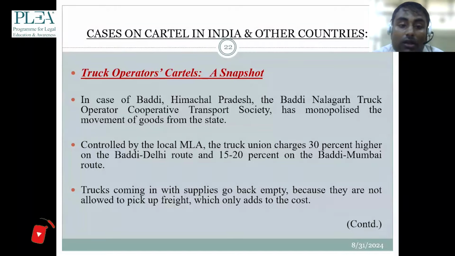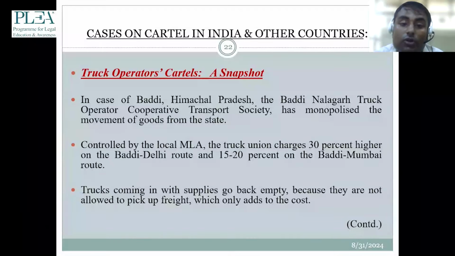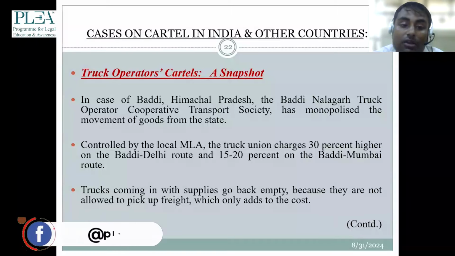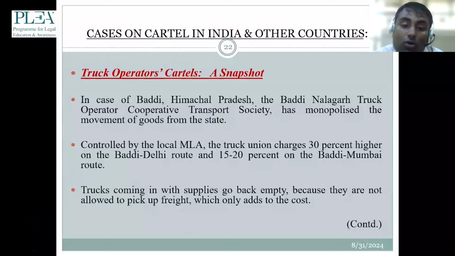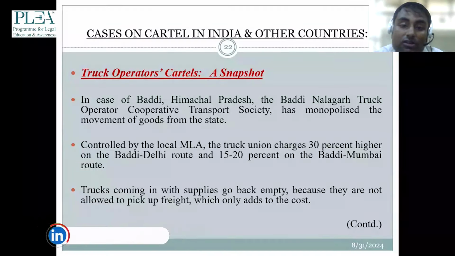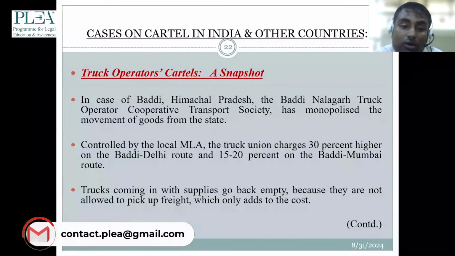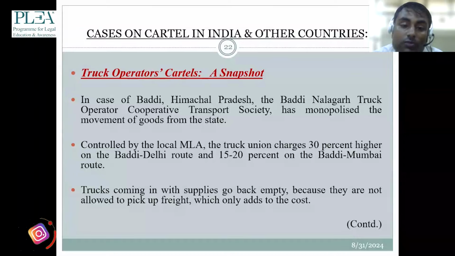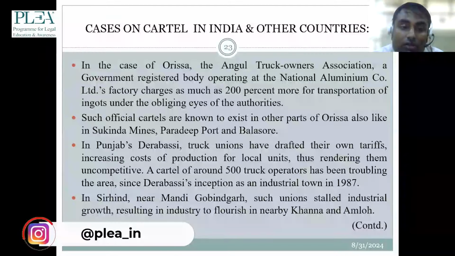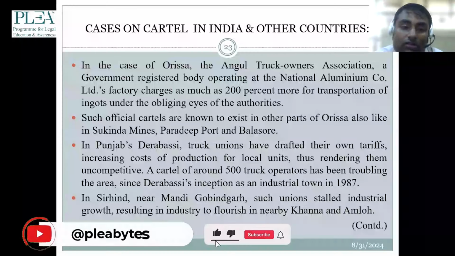Controlled by the local MLA, the truck union charges 30% higher freight on the Baddi-Delhi road. So there is a political nexus also. And 50 to 20% on the Baddi-Mumbai road. Trucks coming in with supplies go back empty because they are not allowed to pick up freight, which only adds to the cost. So these are contractual cases, but this is a complete restriction due to the cartel created by these people of Baddi, Himachal Pradesh, who are dealing with the truck operator Cooperative Transport Society and the local MLA.